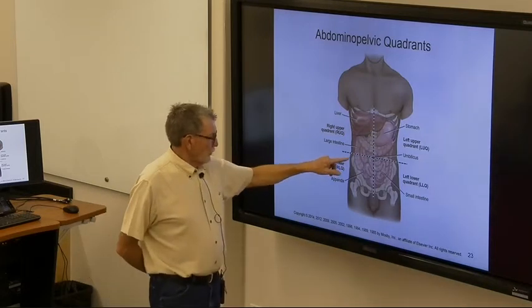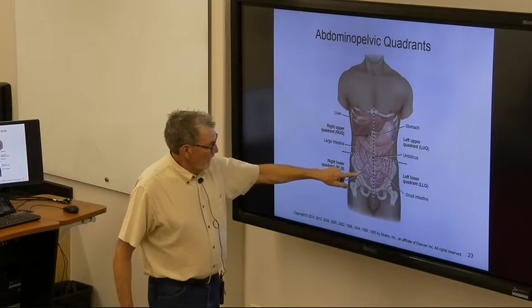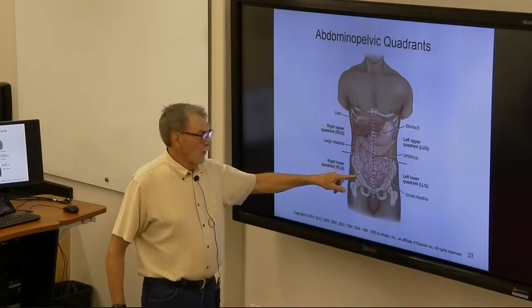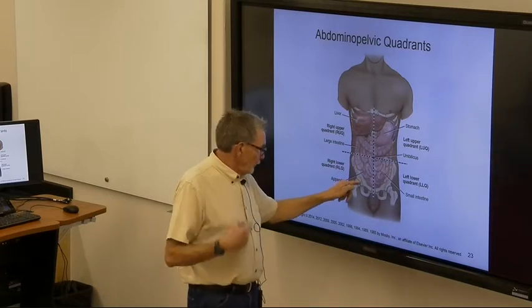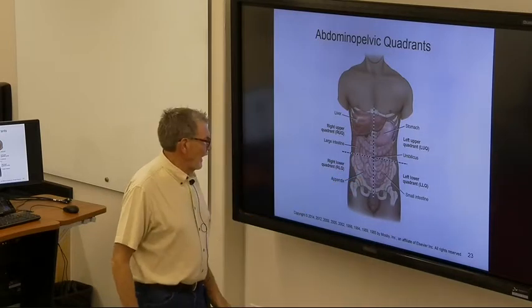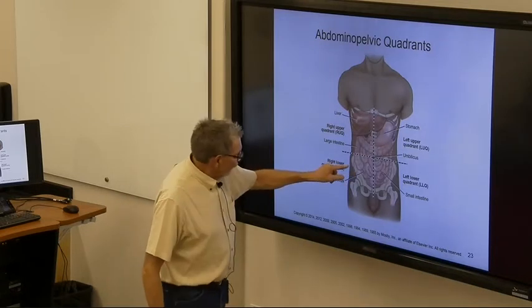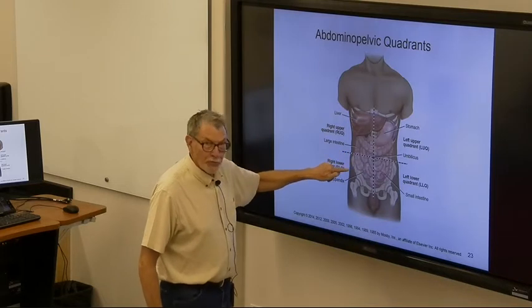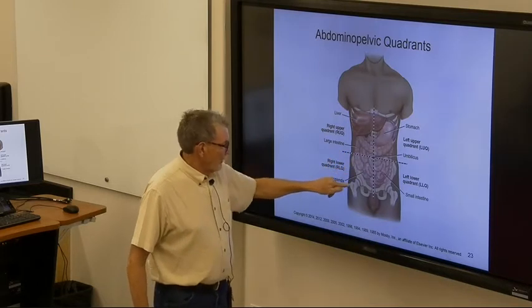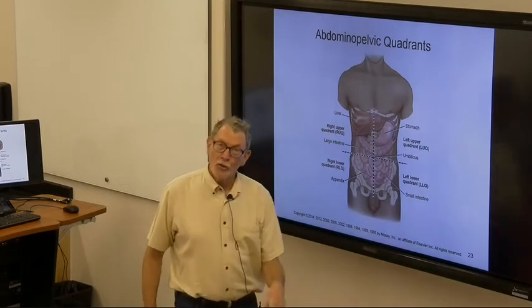Right lower quadrant has a good amount of intestines. It's going to have your ovary if you're female, your right ovary, your right half of your bladder. It's going to have your appendix in it. Your appendix hangs off of the cecum, which is the end of the large intestine where it first starts. The appendix sticks off. So if you have right lower quadrant pain, it could be appendicitis.